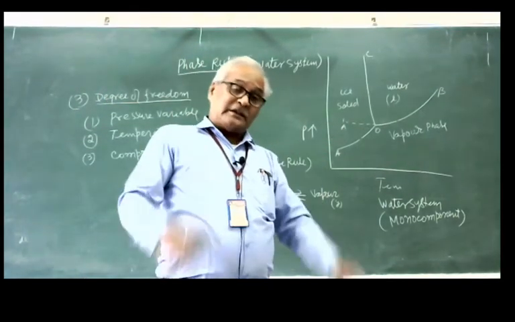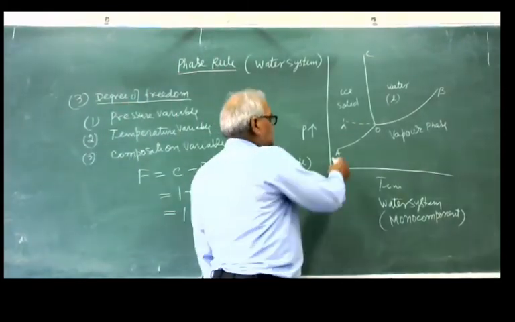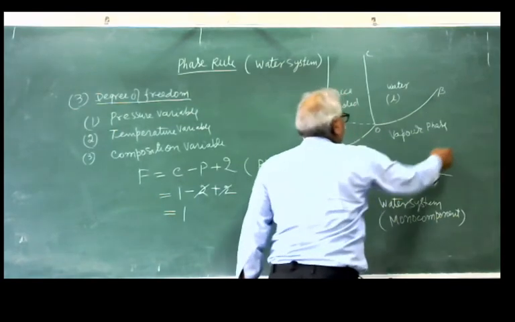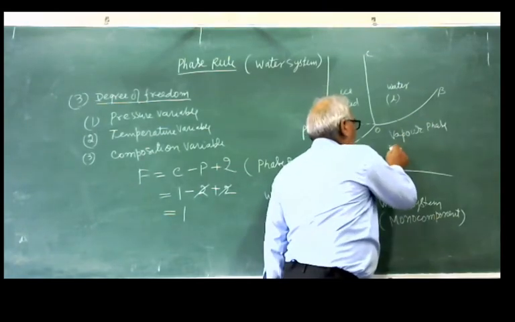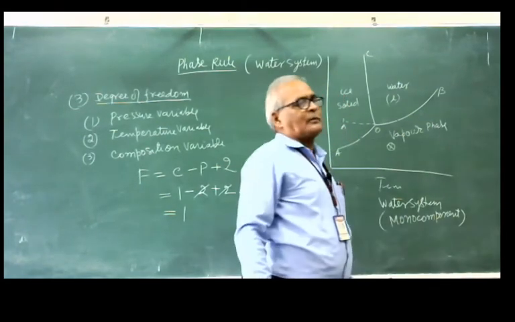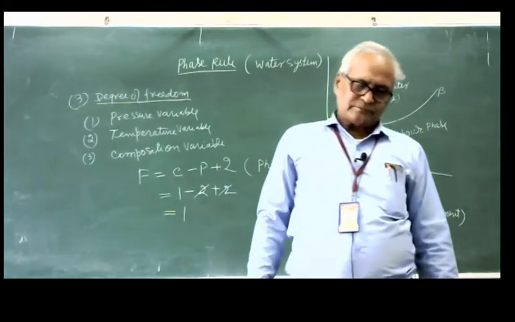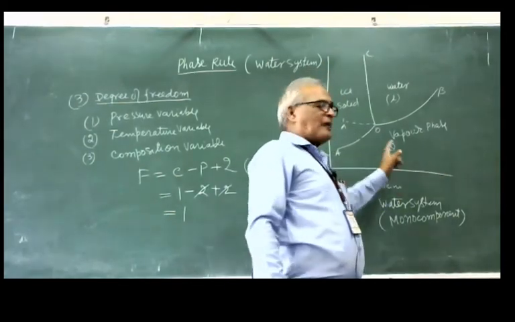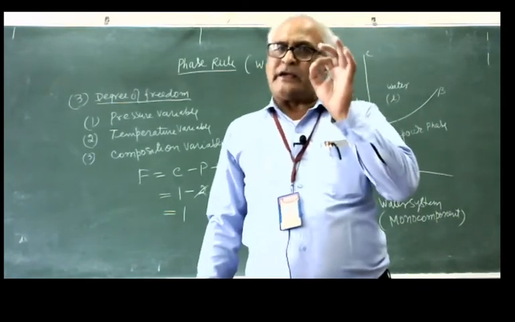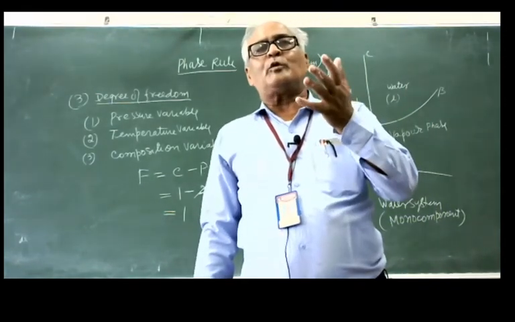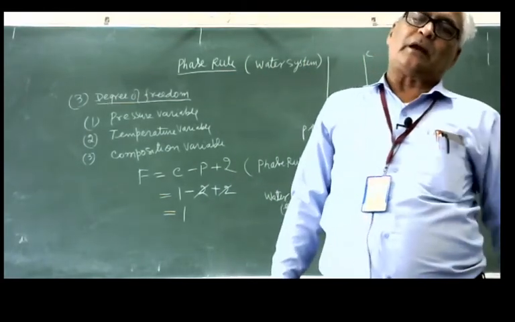But in case of area, how to calculate degree of freedom? Just see, this is the area AOB. In this area, if you have to specify this particular point, how many variables have to be shown? To specify this point, which is in the gas phase, how many variables do you have to tell? That is called its degree of freedom.